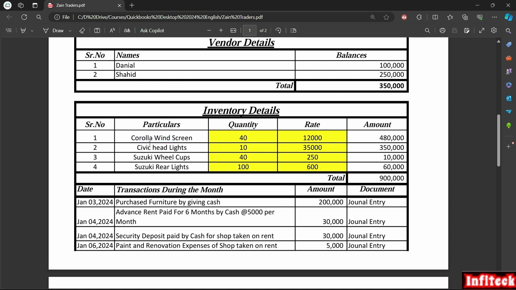Now what is non-trading activity? Paying for the office furniture, because this is not connected to the main course of business, right? So purchasing office furniture, the advance for rent, the security deposit for the shop, the paint and renovation expenses, all the other expenses which are not connected to the direct trade of the business are non-trading activity.